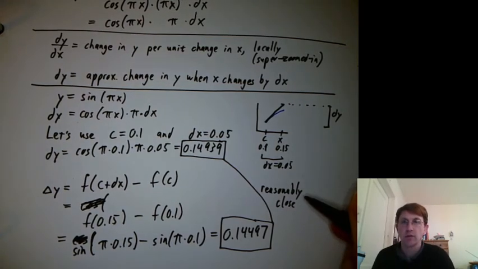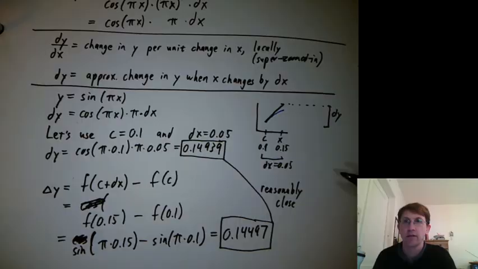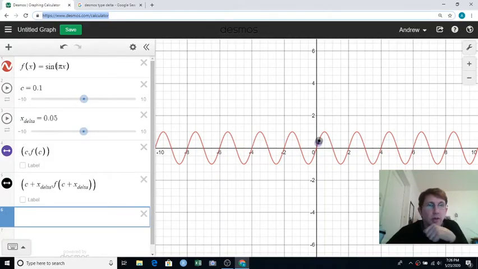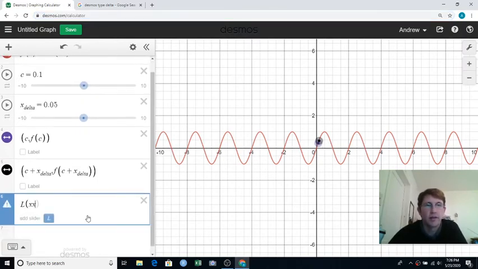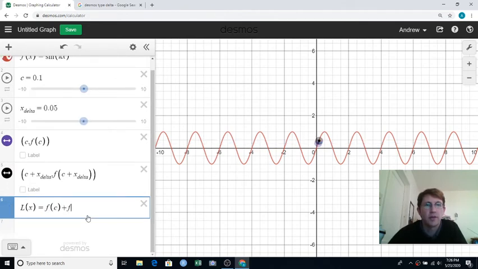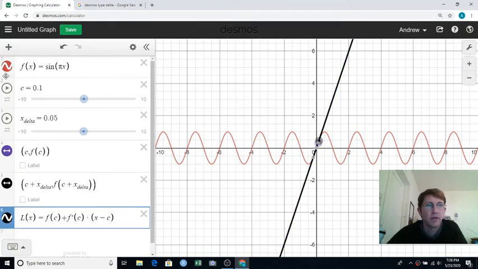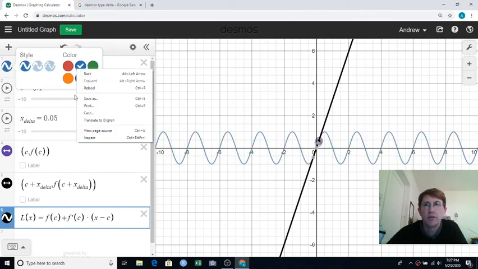So let's switch to Desmos and see what it really looks like to scale. All right, here we are in Desmos. We typed in our main function sine pi x. We set our base location to 0.1. I couldn't find a way to type a delta character, so I'm just typing x sub delta here. And I've labeled the 2 points, and those are awfully close together, aren't they? Let's also plot the tangent line. L of x equals f of c plus f prime of c times x minus c. And we'll put that in black like we usually have been. And that one I'll do in blue.